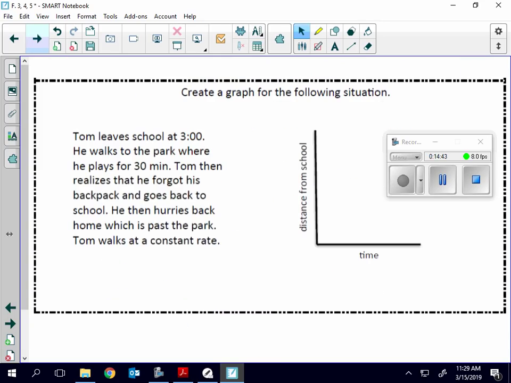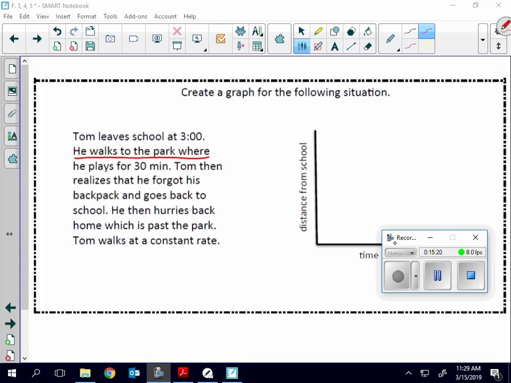Tom leaves the school at 3 o'clock. He walks to the park, where he plays for 30 minutes. Tom realizes that he forgot his backpack and goes back to school. He then hurries back home, which is past the park, and Tom walks at a constant rate. So when he walks, it's a constant rate. Let's see. So what did he do first? He's leaving school, he walks to the park. So he's walking at a constant rate is what they said, which means a straight line, constant slope.